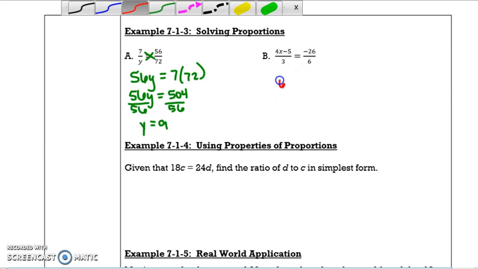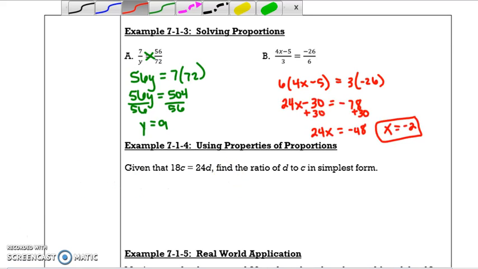If you want to try the next one on your own, go for it, but be very careful because it's 6 times the entire quantity, 4x minus 5. So we have parentheses, which means we have to do some distributing. Try that and then check when you're ready. All right, so distributing here, 24x minus 30 equals, and then multiply negative 78. Then we're going to add 30 to both sides, then divide by 24 to get x is negative 2.